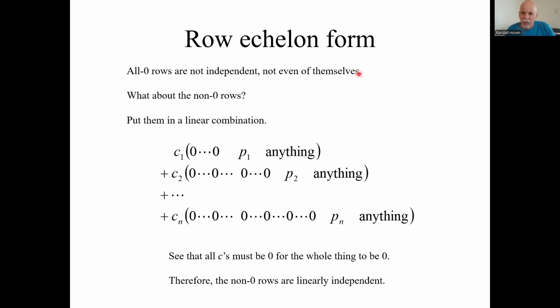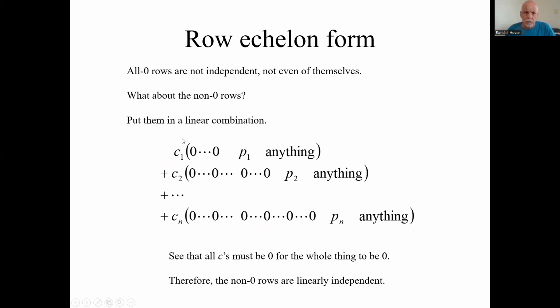Now let's talk about row echelon form. If you have any all 0 rows, they're not even independent of themselves. So we can throw them out. The all 0 rows are not independent. Let's throw them out and let's just look at the non-zero rows. Let's put them all in a linear combination. We're going to add them up vertically here. This is the linear combination of the rows in row echelon form. And we're going to see if they're linearly independent. If you can add these up and get a 0 without making all these C's 0.